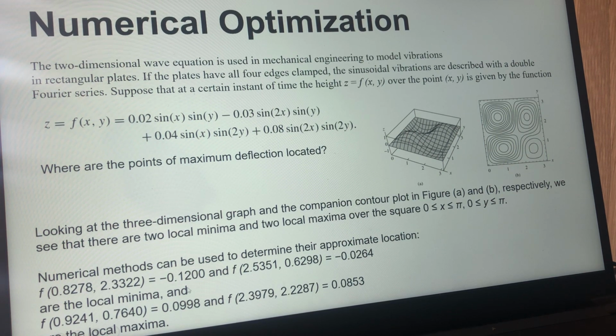And by just checking that, you can see that the minimums are appearing at 0.8 and at 2.5, maximums are occurring at 0.9 and 2.39 in this one. And we can easily solve this one with calculus.